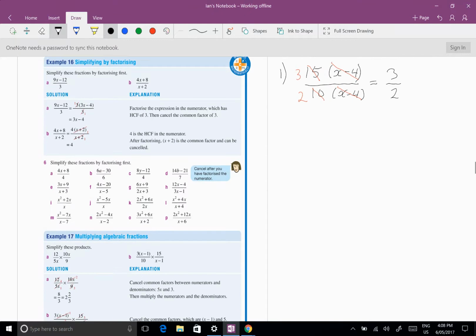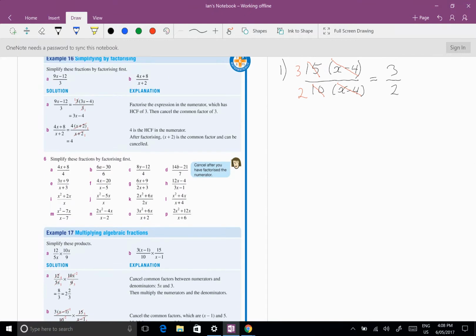Let's move on a bit though. Let's have a look at 6, because we're also going to be doing these questions as well. Now the first thing you need to know here, again we're going to simplify it, but when I look at these expressions, 6a, 4x plus 8 over 4. I can't cancel because I've got a plus in there. I've got to write it as something multiplied before I cancel.